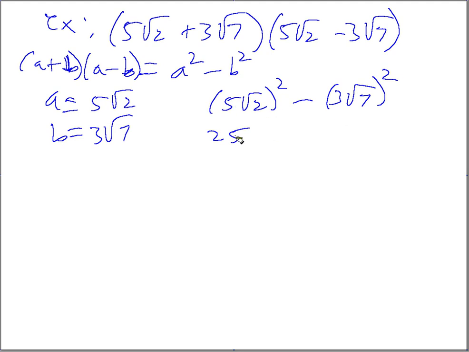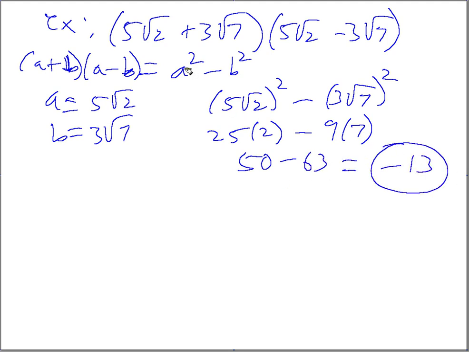So 25 times root 2 squared, which is just 2. Radical 2 squared, the square root and the square cancel each other out, so you get 2, so 50. Minus 3 squared is 9, root 7 squared is just 7, so 63. So 50 minus 63 is negative 13. So when you use this difference of squares formula, notice the answer is just a number without any square roots. No more square roots remaining.